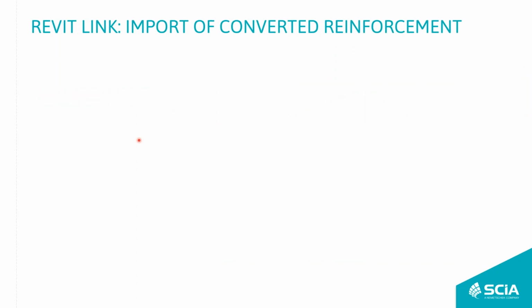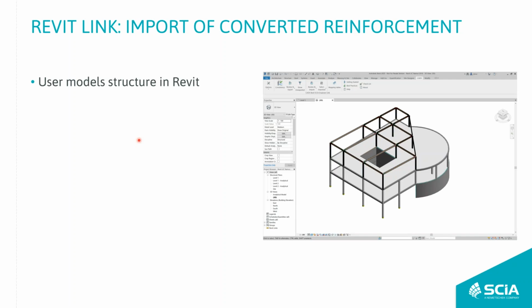What we also did, and that's related to 19.0 and also the Revit application. As you know, in 19.0 we developed the possibility to convert the design reinforcement into the real bars, so that now we are also able to exchange this information inside the Revit link, so that you can do the model in Revit.